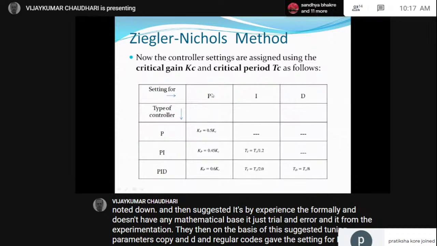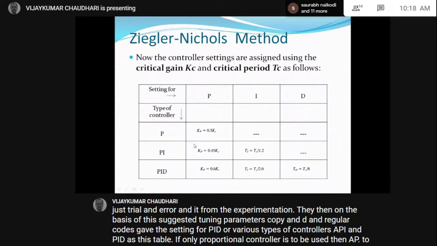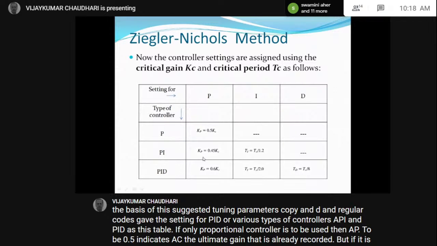So if only a proportional controller is to be used, then Kp should be 0.5 times Kc. Kc is the ultimate gain that is already recorded. Or if it is a proportional plus integral PI controller, then Kp should be 0.45 Kc.